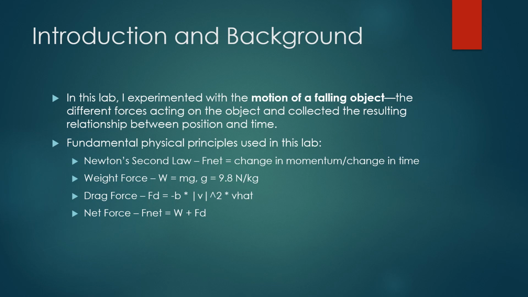So we also have weight force, which is just gravity, and it's mass times the gravitational constant, 9.8 newtons per kilogram. Then there's also the drag force, which is the proportionality constant times velocity squared times v hat. And finally, net force, which in this situation is the weight force or gravity plus drag force.